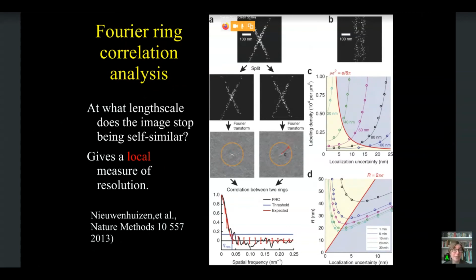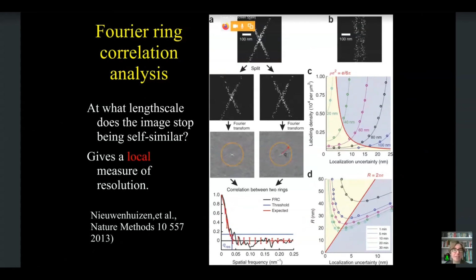Obviously, to ask how similar the image is to itself, you need to have some way of creating two images. And the way that they do that is shown in this figure in the part labeled A. At the top, we see one image, and then we take each of the localizations present in that top image and randomly assign them to two images. So we start out with an X shape, and we get two X shapes where each localization from the top appears in one of those two images.